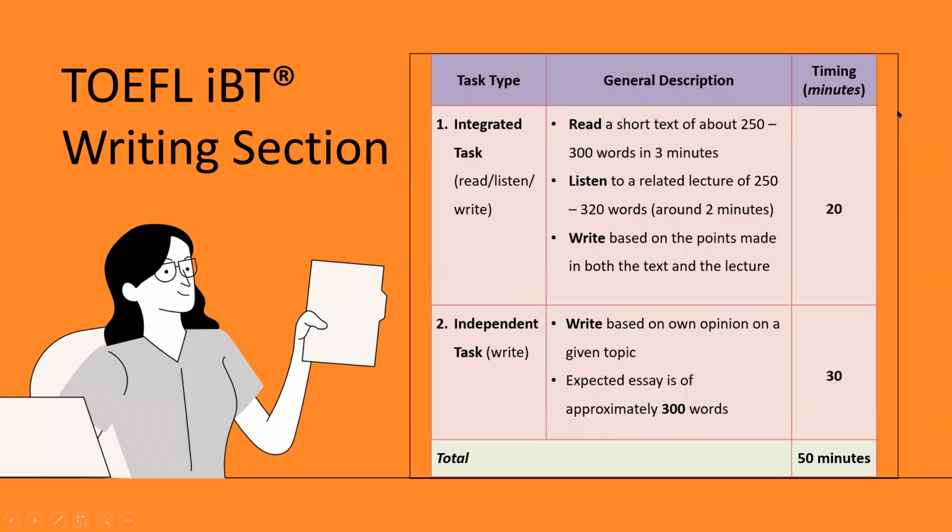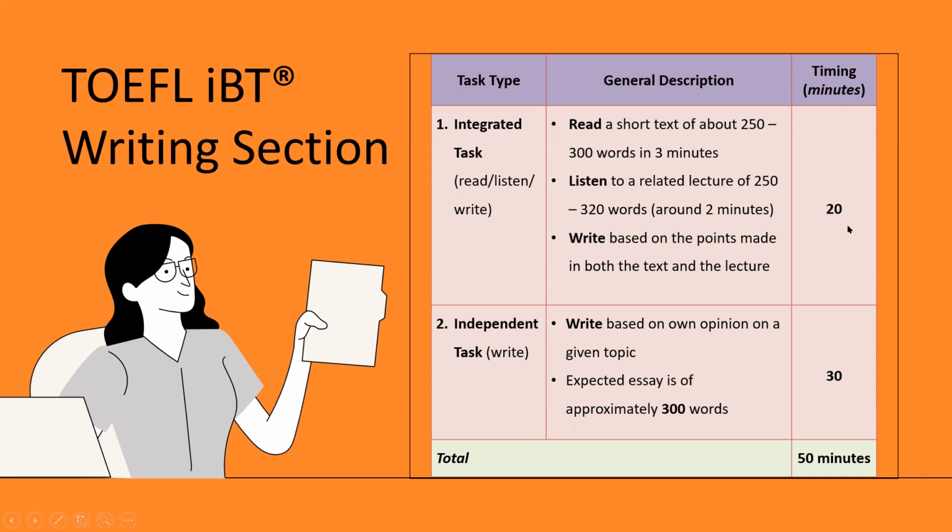Now, before going over the question examples and sample answers, which answer those questions excellently, let's take a quick review of the task types in the writing section of the TOEFL iBT. So the first one is the integrated task. And remember, in this task, you will have to read a short text and then listen to a related lecture and write based on the points made in both sources.